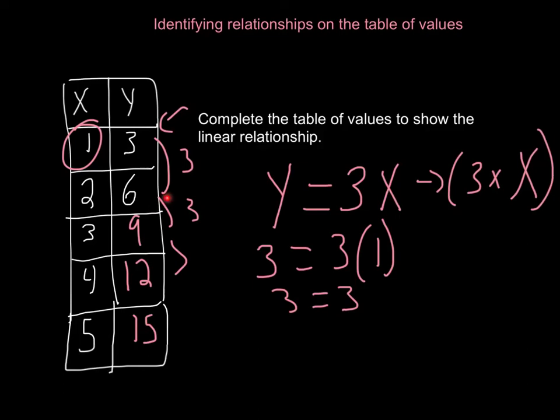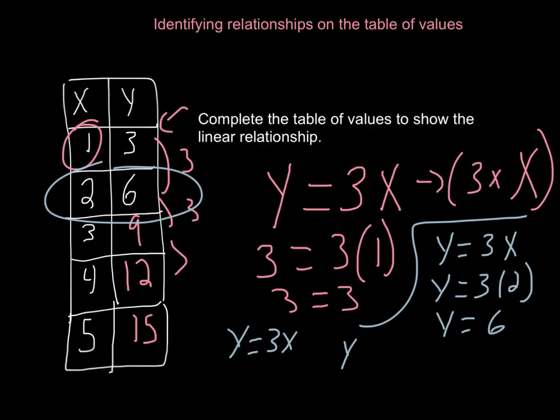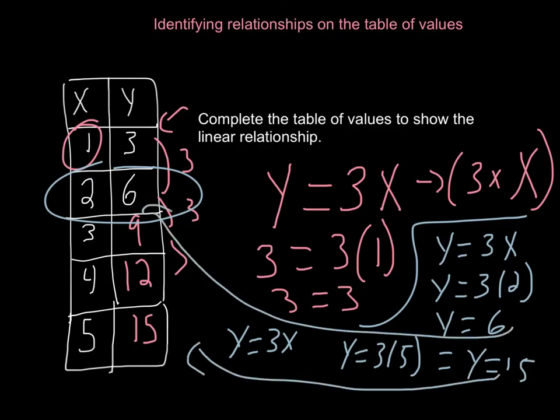If I was to try, let's say, the second part, well, if my equation again is y equals 3x, I could tell you what the next y value would be by doing this. Y equals 3 times 2, so y would be 6. If I try it again, if I want to know what y is, I have my new equation, y equals 3x. If x is 5, then y is going to be 15, which you can see there.